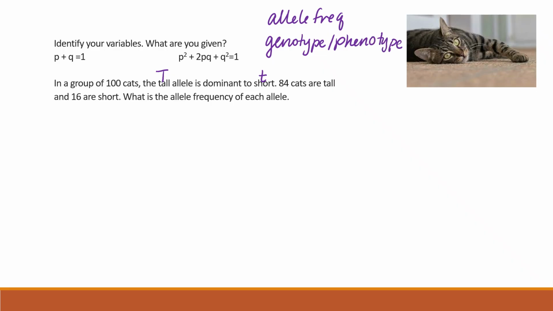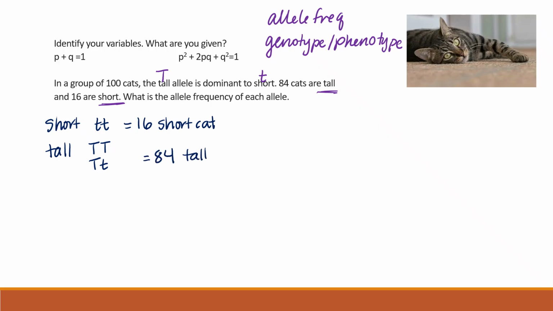In this case, we are given phenotypes, which means we can infer the genotype. So for an individual who is short, their genotype is going to be little t little t. And we know that there are 16 short cats. For an individual who is tall, they have two options. So tall individuals could be big T big T or big T little t. We don't know, based on this information, which ones are homozygous and which ones are heterozygous, but we do know that there are 84 tall cats.